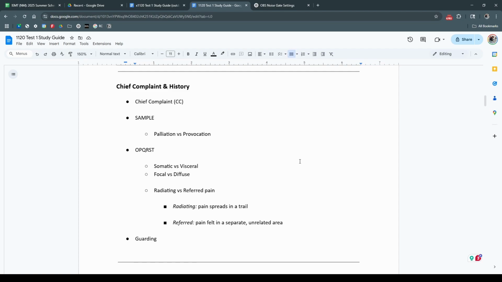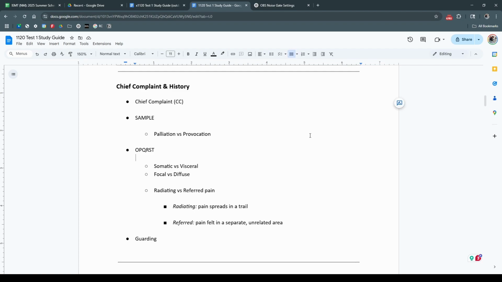A guy's got chest pain and difficulty breathing, and you just ask him, hey, what's wrong today? If I had a magic wand and I could only fix one thing, what would it be? And that's his chief complaint, and that's what we're largely going to go after because his body is telling him what is wrong.